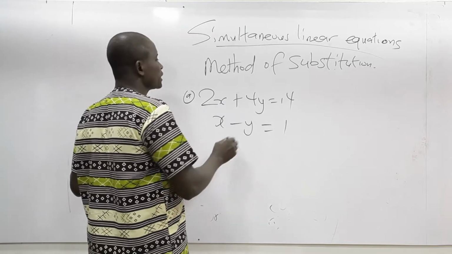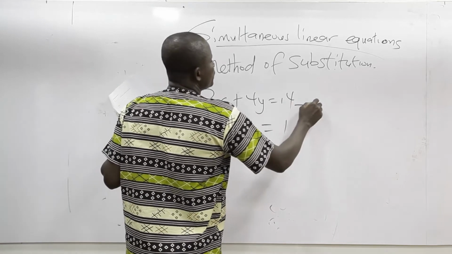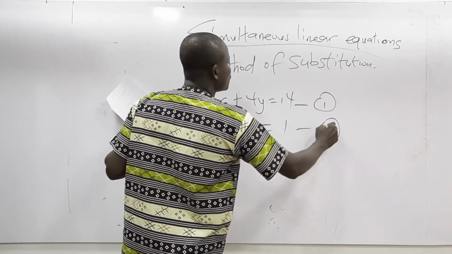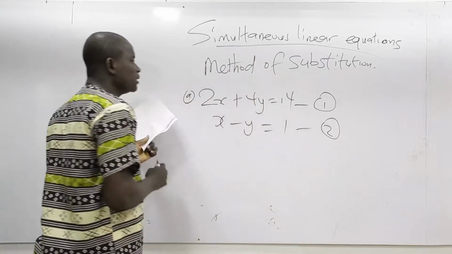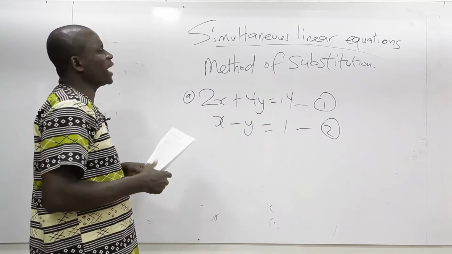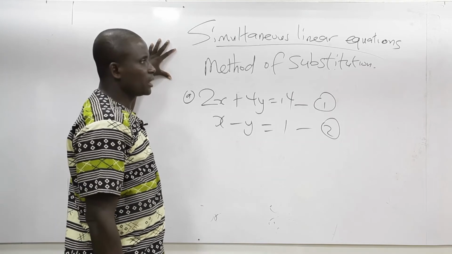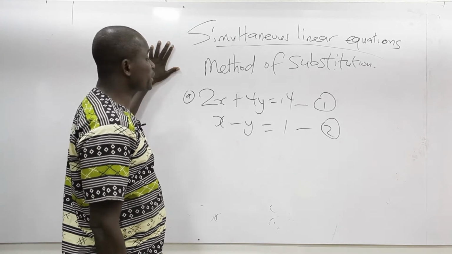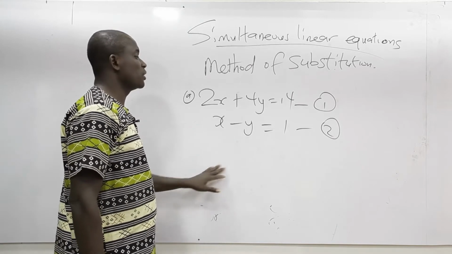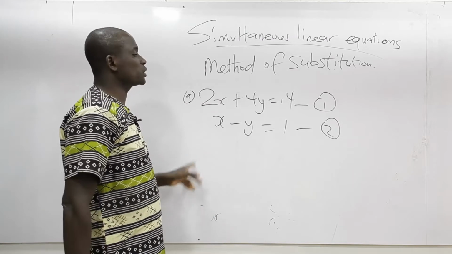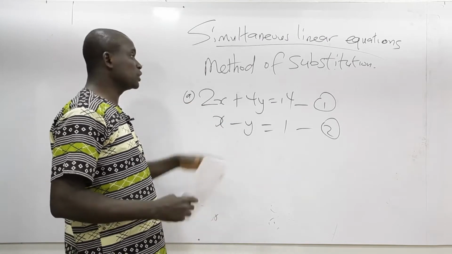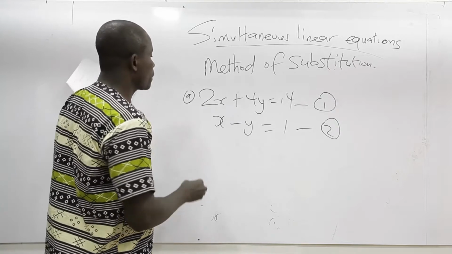So in solving it, we shall label this as equation 1, equation 2. Then the question is, why are we using the method of substitution? We can use the method of elimination as well, but the reason why we are using the method of substitution is that we want to make one of the variables the subject, so that we put it into the other equation.